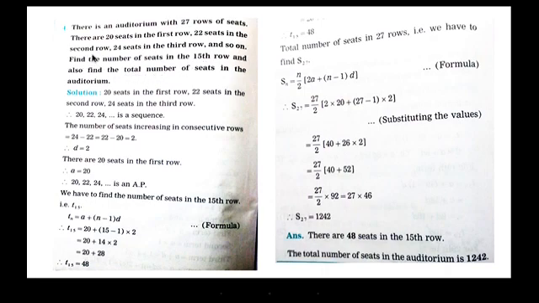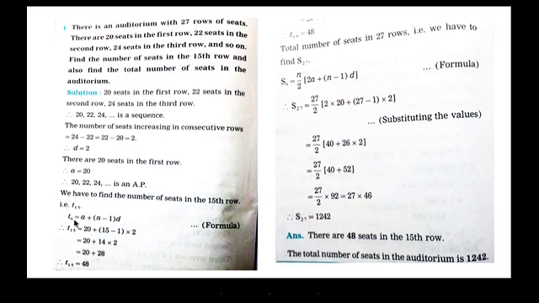Okay, so in the auditorium, in the first row there are 20 seats, in the second row there are 22 seats, in the third row there are 24 seats, and so on. So 20, 22, 24, this is a sequence, and the difference between the consecutive rows is 2. So d is equal to 2, so it is an AP. First term a is 20 and d, the difference, is 2. Now we have to find T15.